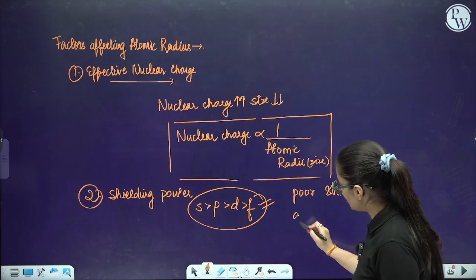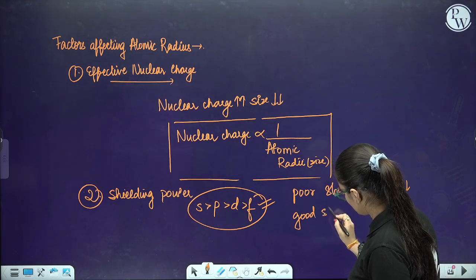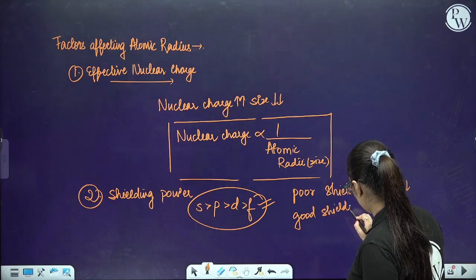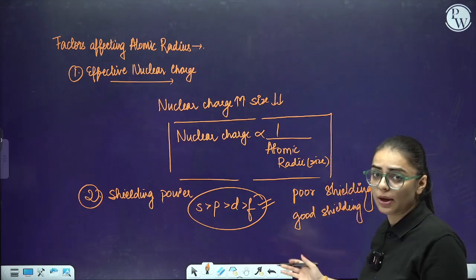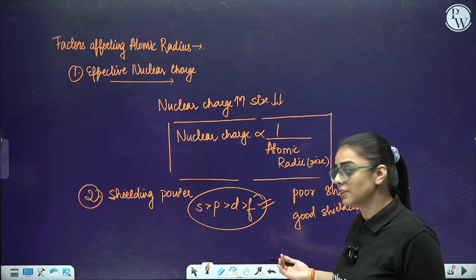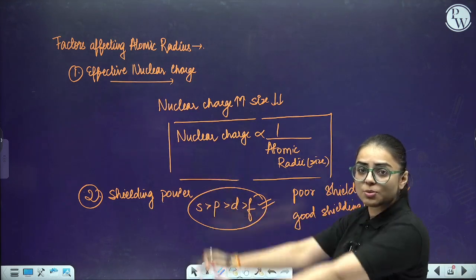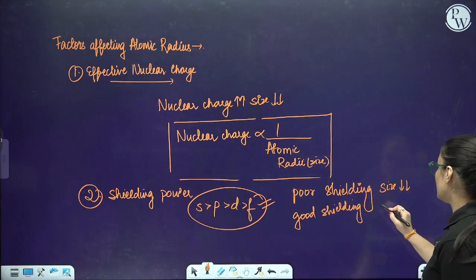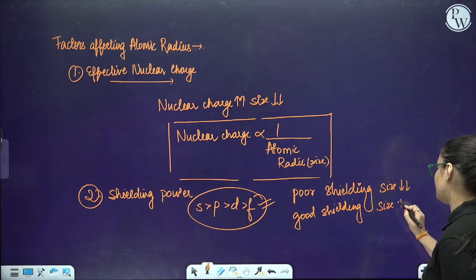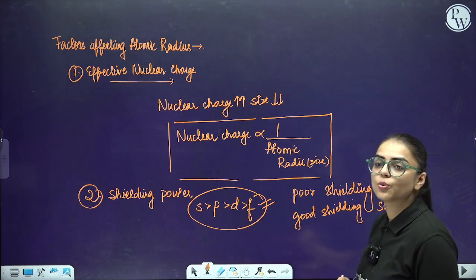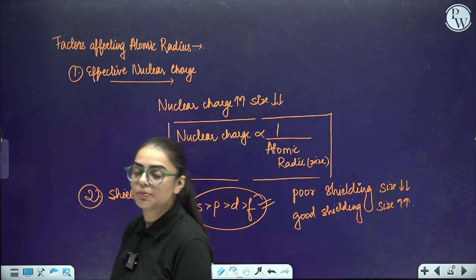And if it is good shielding, students, that means they are protecting very well. So what will happen? If they are protecting very well, they won't allow it to come. They will put some repulsion, because electron repulsion will occur. That means size is going to increase. Clear everyone? Everybody write the second factor.